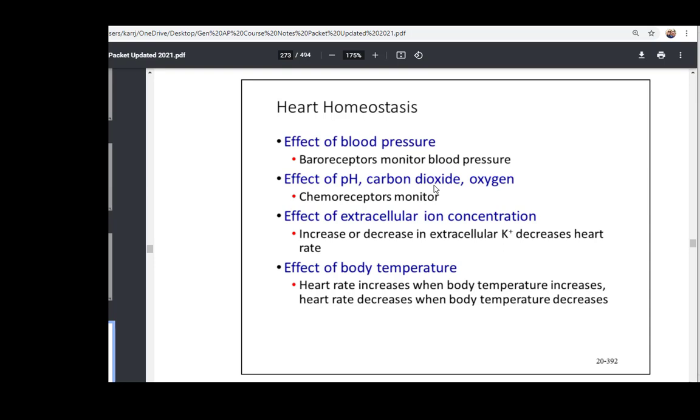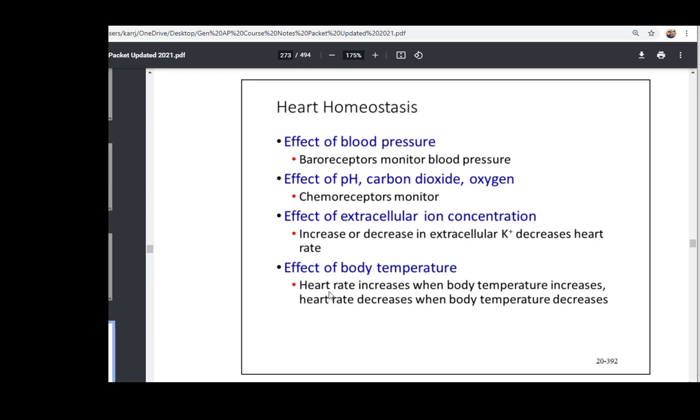Extracellular ion concentration. If we have too much potassium in the blood, that's going to slow the heart rate because that causes repolarization, relaxation of the heart. Body temperature. We know that when we're hot, our heart rate will increase. If you've ever had a fever, you've noticed your heart rate increased.